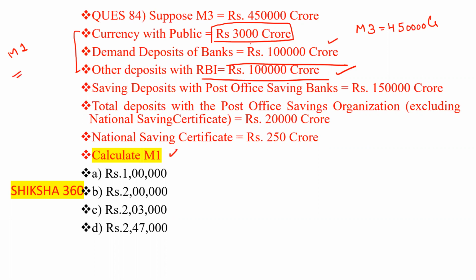1 lakh plus 1 lakh is 2 lakh crore, so basically 2 lakh 3,000 crore. This one is not our answer, but this one is the answer: 2 lakh 3,000 crore. Please tell fast.